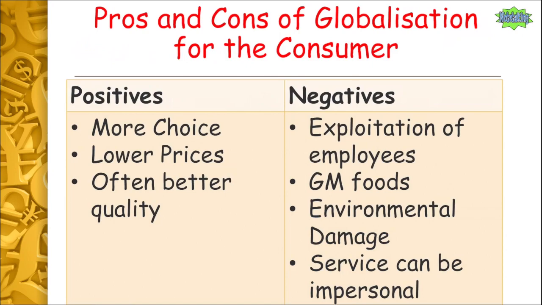What do I mean by exploited? It means that they may be working in tough working conditions, or they may be forced to work long hours for very little pay. GM Foods stands for genetically modified foods. This is where they mass produce food and use chemicals to make them grow quicker. This may not be necessarily the healthiest type of food for us to be eating.